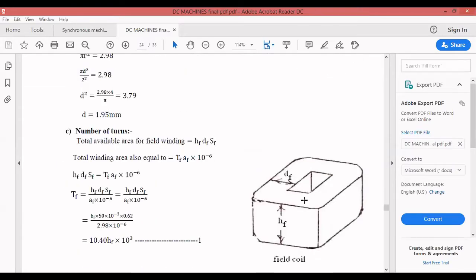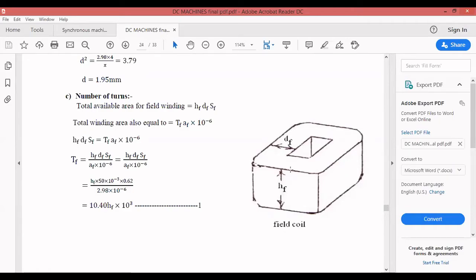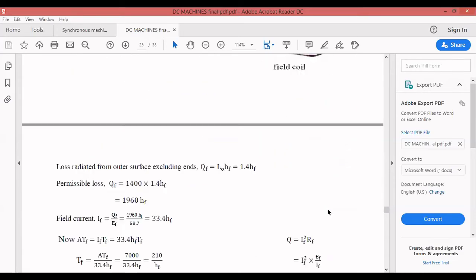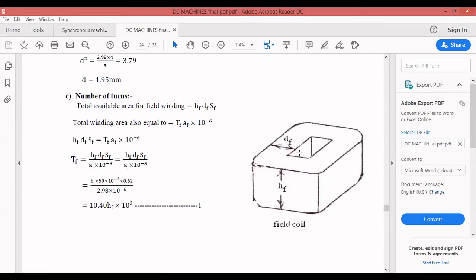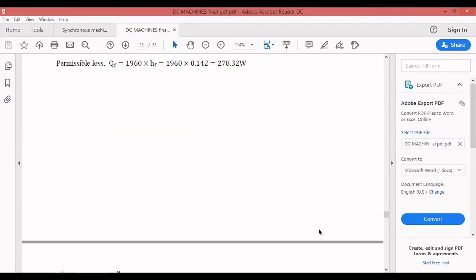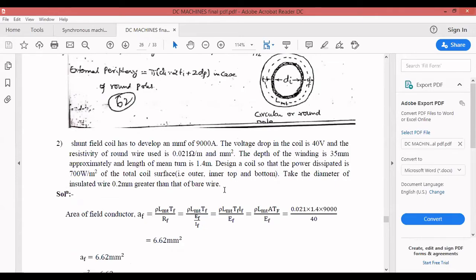Outer, inner, top and bottom. This is the top surface and this is the bottom surface, and this is the outer, all four sides. You have to consider all these surfaces. Inner means here, inside, where we'll have a pole. Around the pole you are going to wind your shunt field coil. So this is inner, this is outer, this is top, and this is bottom. All four surfaces are to be considered.